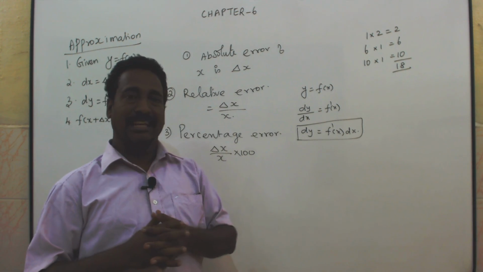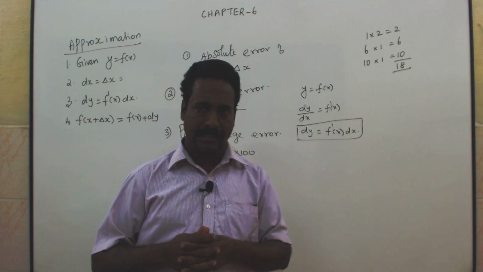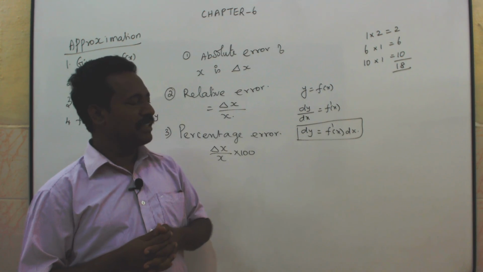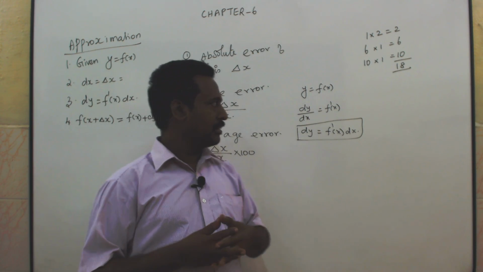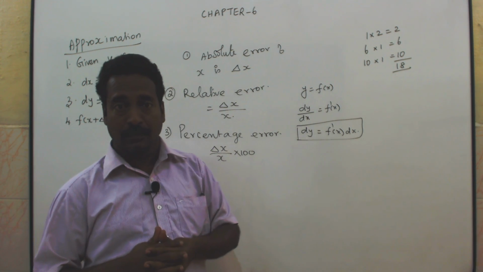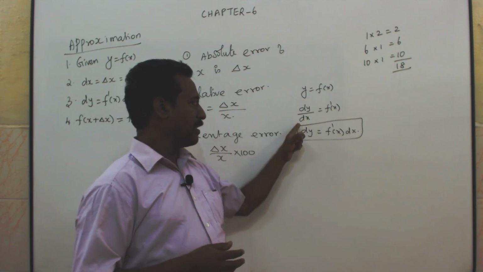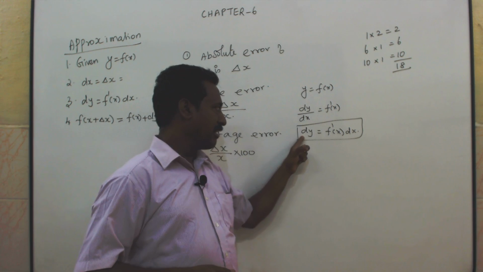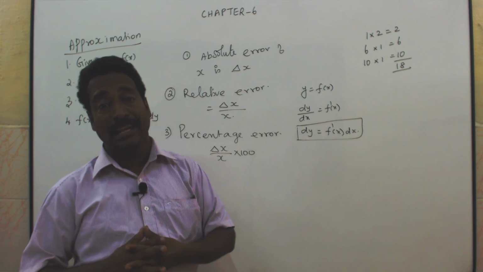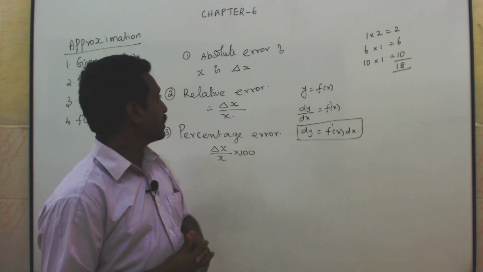So, the first one is differentials. If you want to find out the differentials, step number 1, given equation y is equal to f of x. The next step, you have to find out the differentiation with respect to x. Dy by dx equal to f dash of x. Differential of y is dy equal to f dash of x into dx.